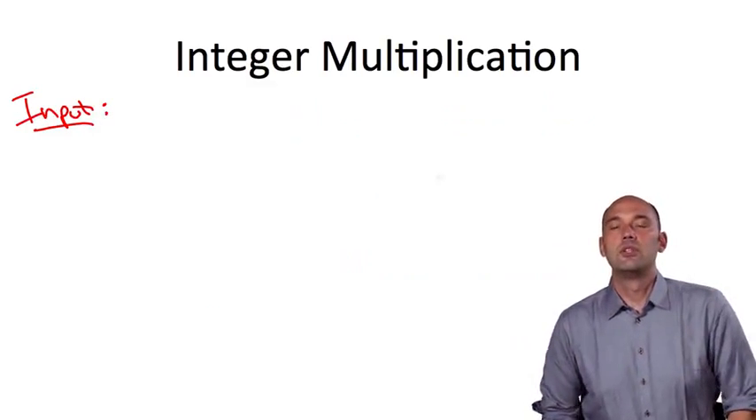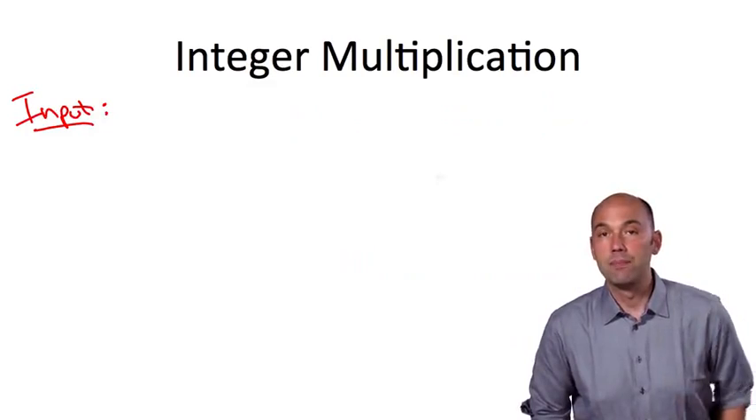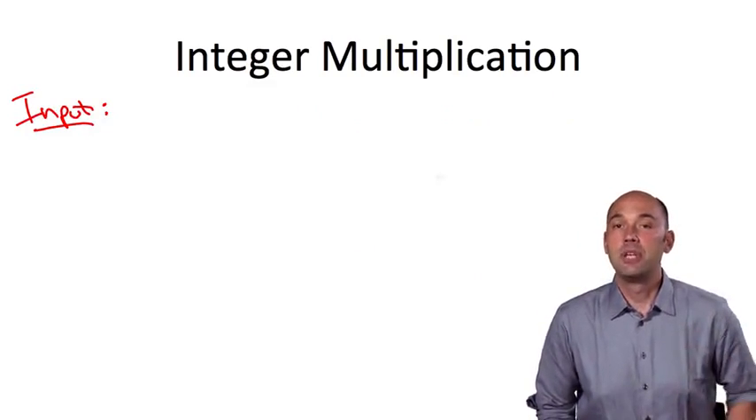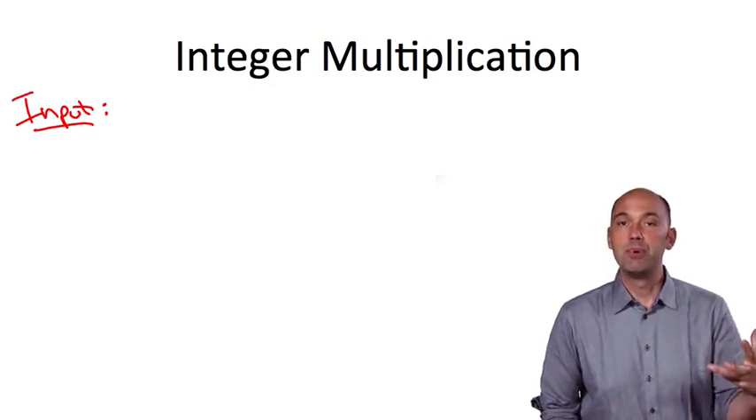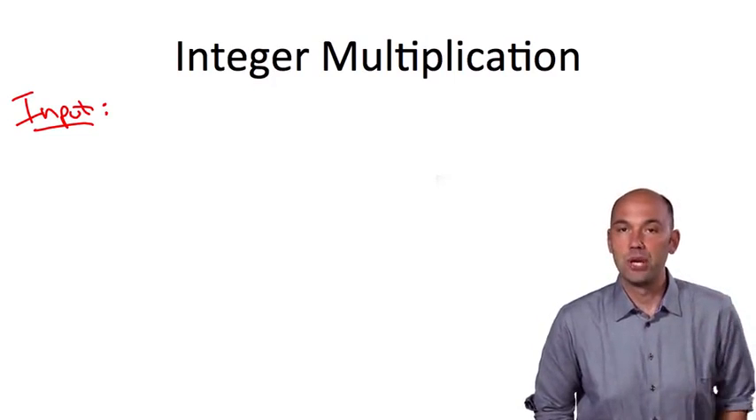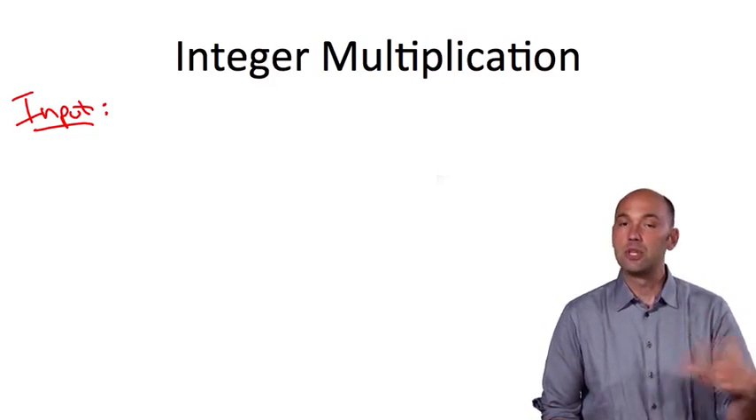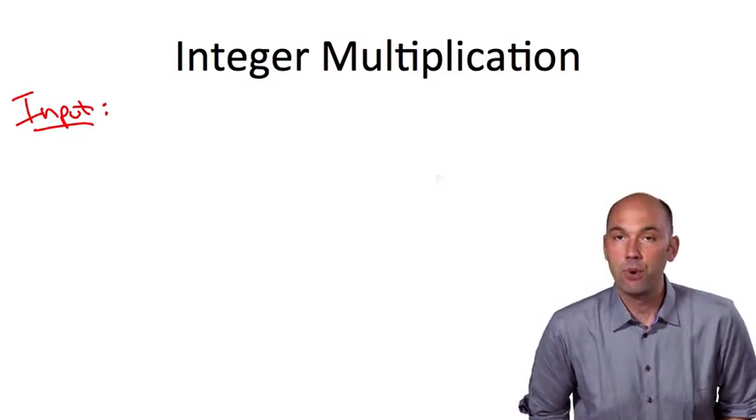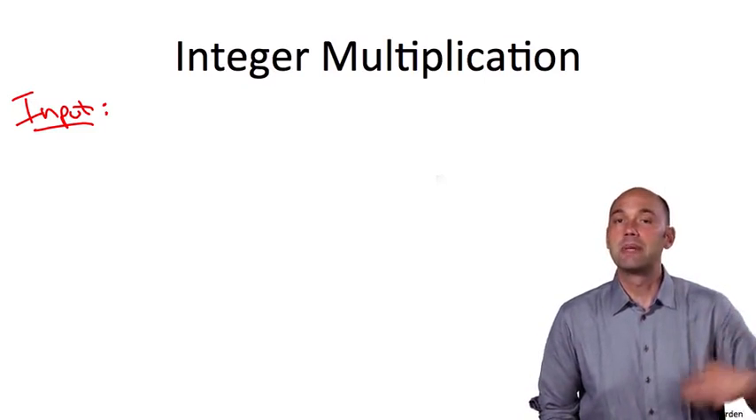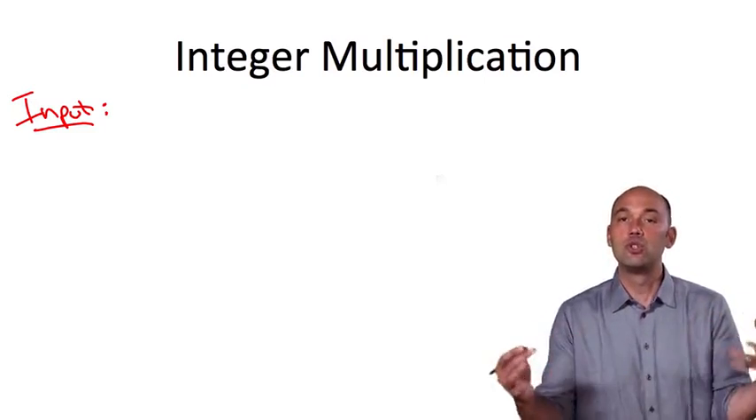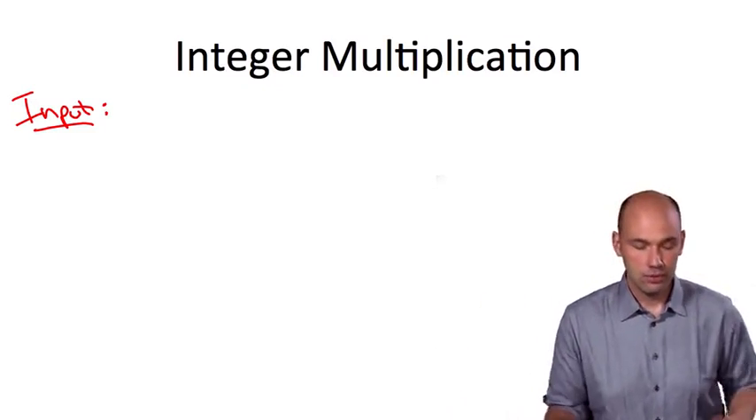Many of the lectures in this course will follow a pattern. We'll define a computational problem, we'll say what the input is, and then we'll say what the desired output is. Then we will proceed to giving a solution, to giving an algorithm that transforms the input into the output. In the integer multiplication problem, the input is just two n-digit numbers.